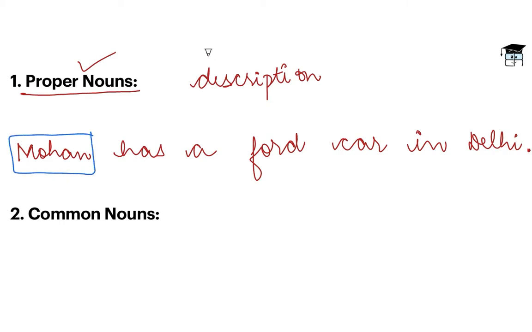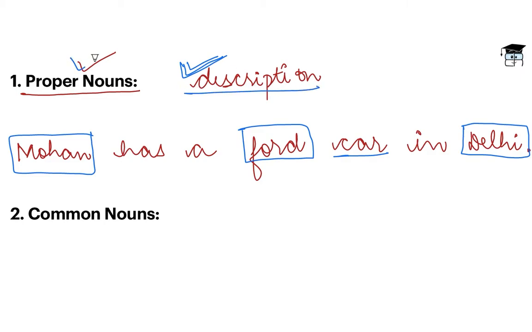Right, so it is providing me the description of that person. Similarly, Ford is the brand name of the car. Right, so it is again providing me the description of the car. Similarly, Delhi is the city name in which the car is belonging to. So that means that is again providing me a description of the place. Right. So these kind of specific names that provide description are known as proper nouns.